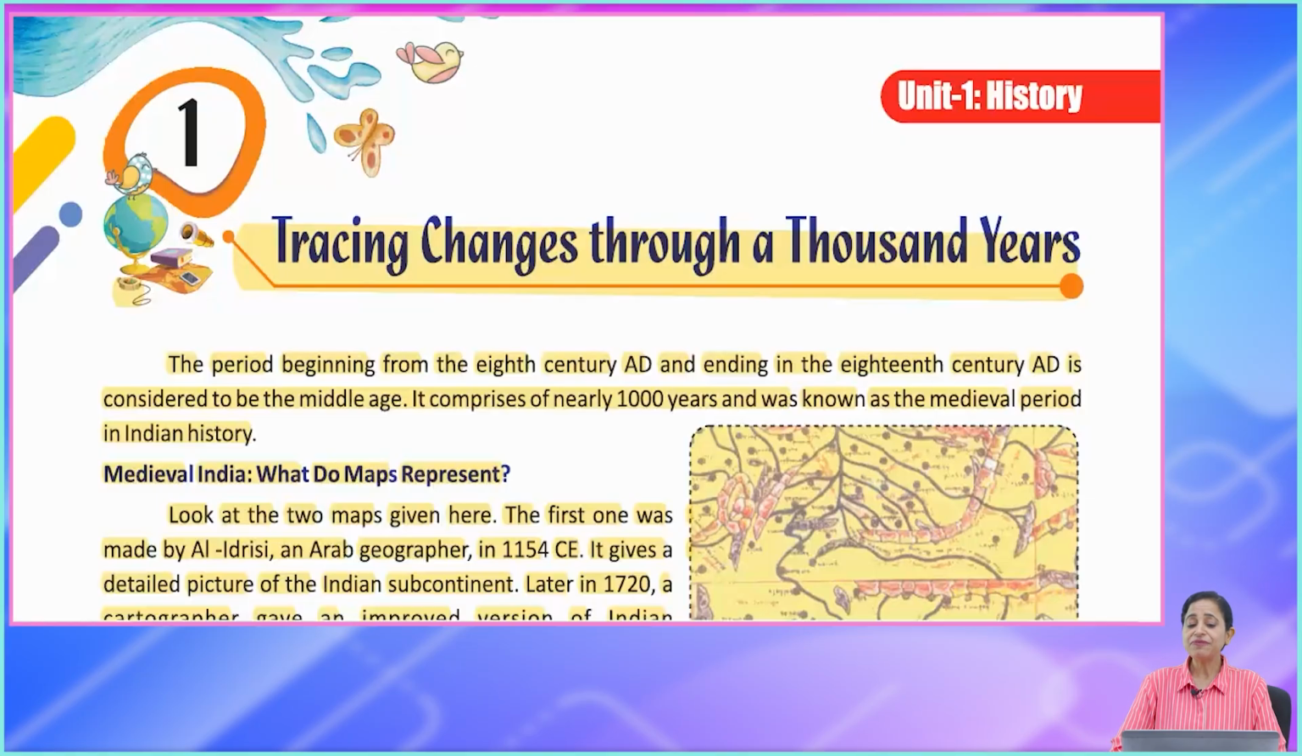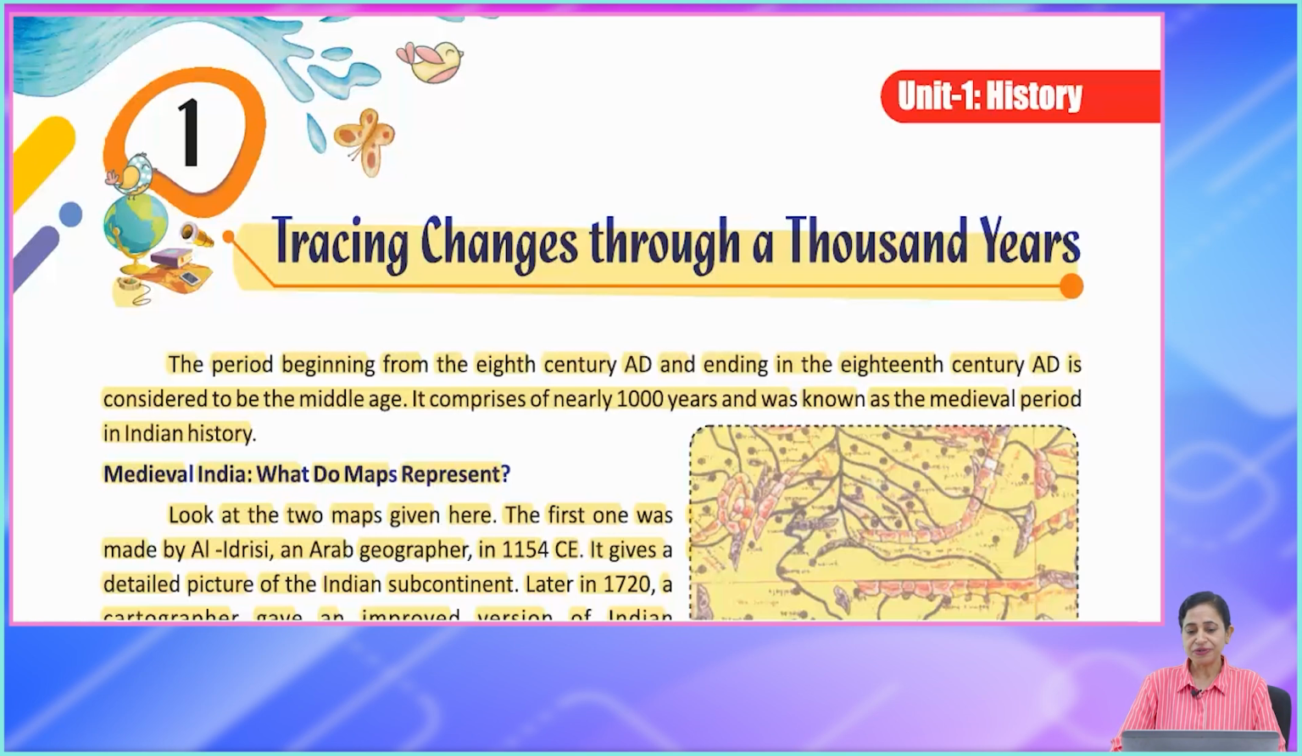The period beginning from the 8th century AD and ending in the 18th century AD is considered to be the Middle Age. It comprises nearly 1,000 years and was known as the medieval period in Indian history. Medieval India, what do maps represent? Do you know? Okay, let's have a look.